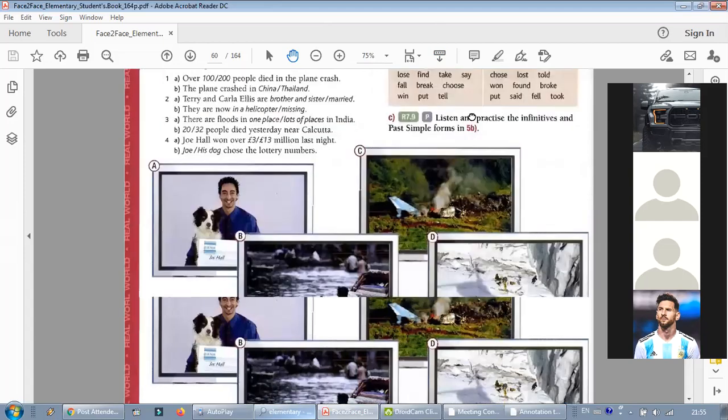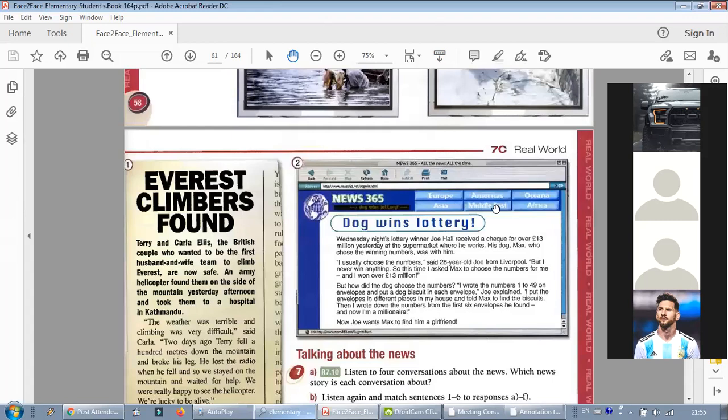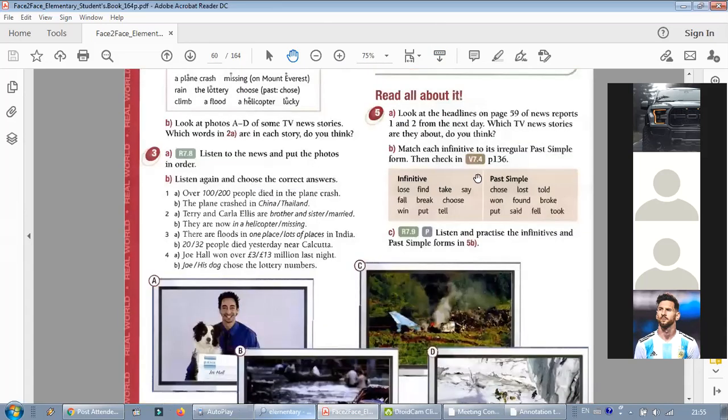Now, the second headline. Let's check the second headline. What is it about? Lucky. Yes, it's about the lucky man, Joe Hall, and about his dog. Okay. So we answered the first question, the headline, that's all.